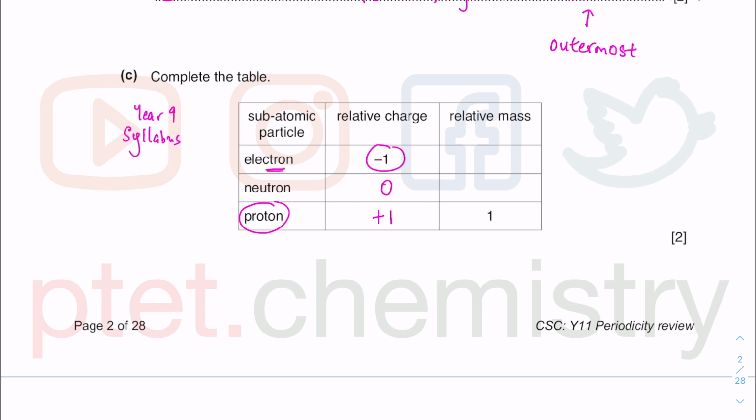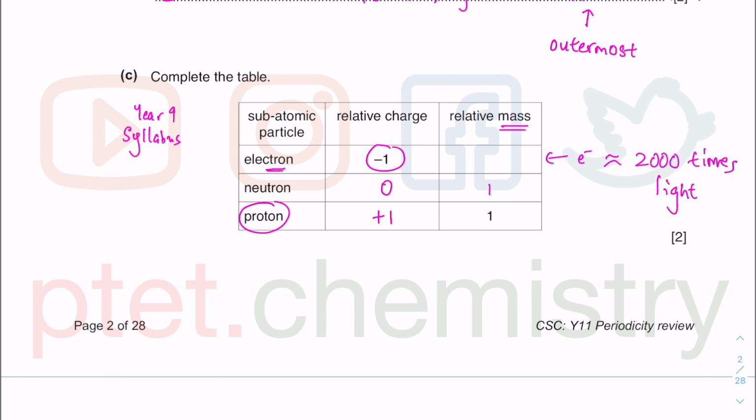In terms of masses, mass is not charged. Charge has plus and minus. Mass has no plus or no minus. It's always positive. Neutron has the same mass as proton, so they have the same, 1 and 1. Electron is the lightest. Electron is roughly 2000 times lighter.